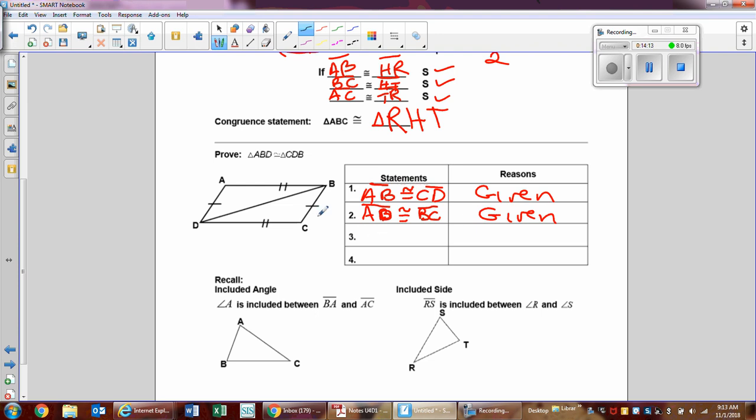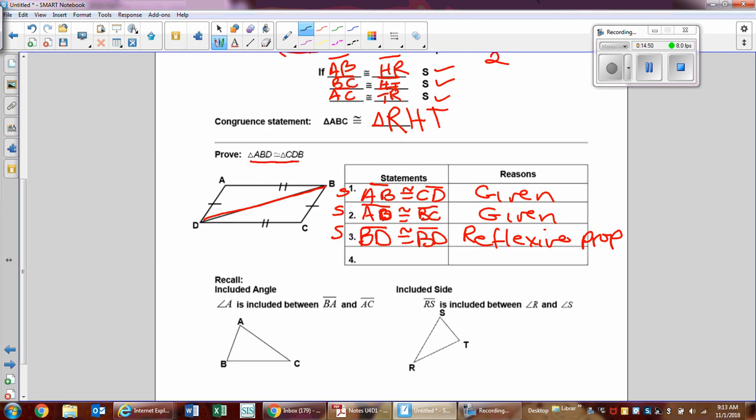Okay. Now, this middle line right here, they didn't say anything about it, but can I say BD is congruent to BD? Yes, by reflexive property. So we're looking into our properties, and by reflexive, if you look at yourself in the mirror, that's the same person, right? So that's what it is. So this represents a side, this represents a side, this represents a side.